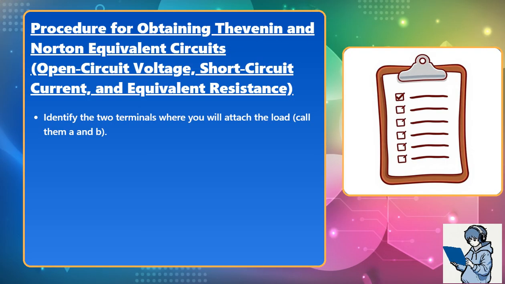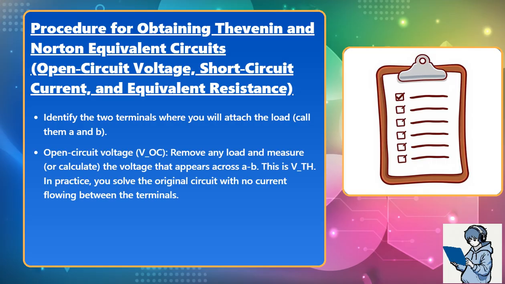Identify the two terminals where you will attach the load, call them A and B. Open circuit voltage VOC: remove any load and measure or calculate the voltage that appears across A and B. This is VTH. In practice, you solve the original circuit with no current flowing between the terminals.